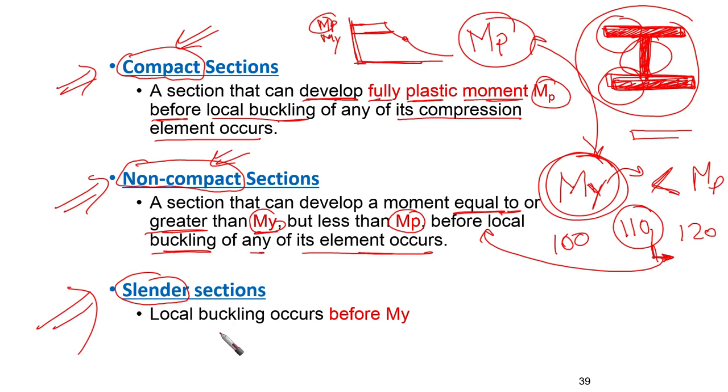For a slender section, local buckling occurs before M yield. So before any part of the cross-section yields, your section is going to experience local buckling. One of its compression flanges or webs or whatever is going to buckle. Okay.